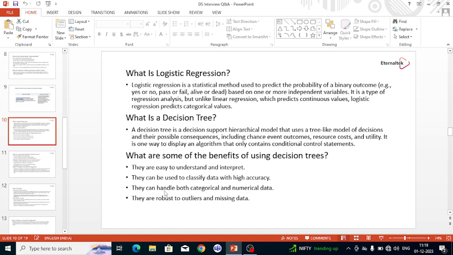What are some of the benefits of using a decision tree? Here are four simple benefits. They are easy to understand and interpret. They can be used to classify data with high accuracy. They can handle both categorical and numerical data. They are robust to outliers and missing values. These are the four benefits of using a decision tree.